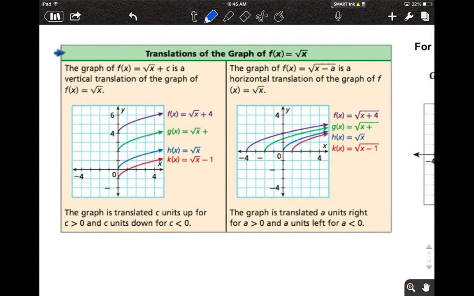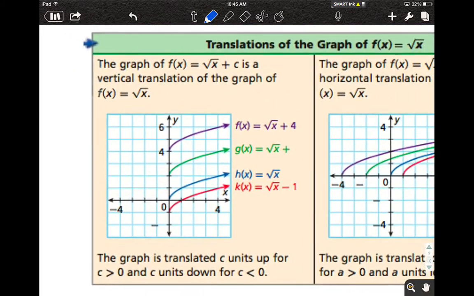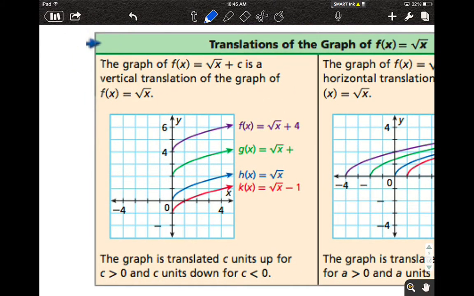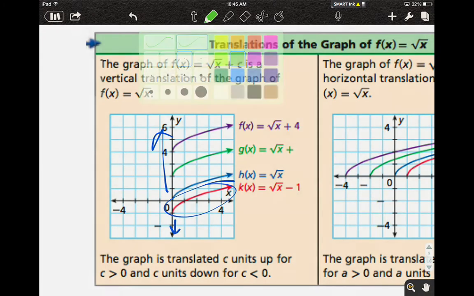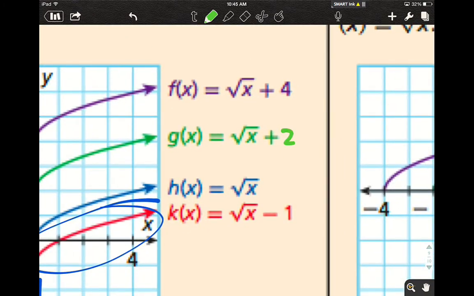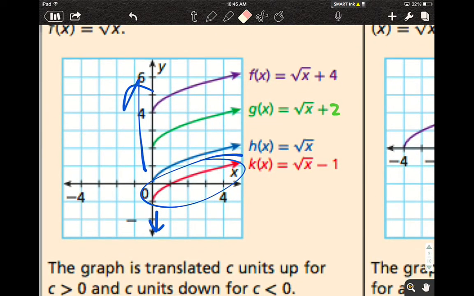Okay, we have these translations. Let's start here. How do I move my square root function up or down? Well, very similar to last unit, you simply add something to the end of it. Something that is not in the square root symbol. Okay, you're going to kind of stick it at the end. It's like the C value of the parabola.